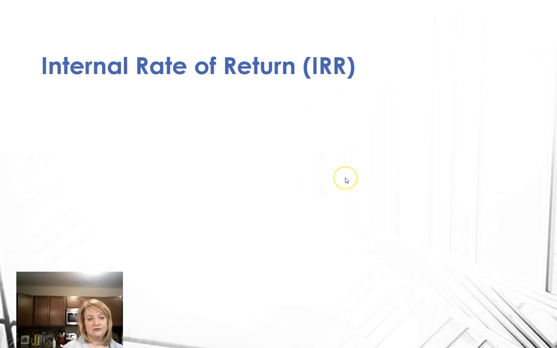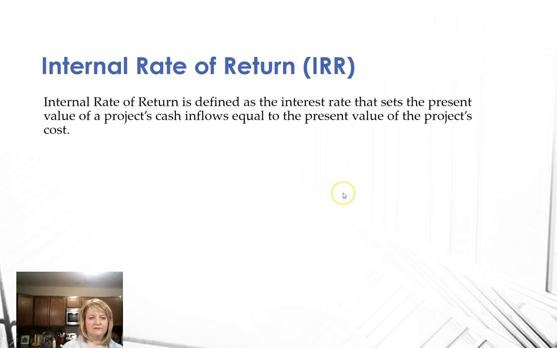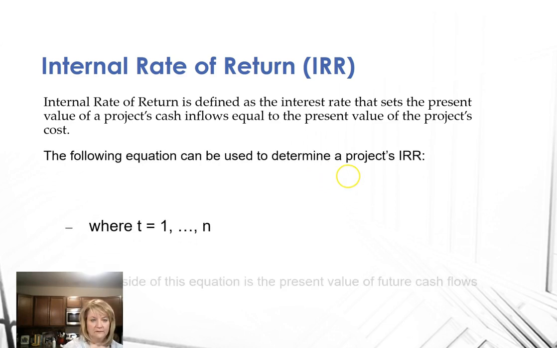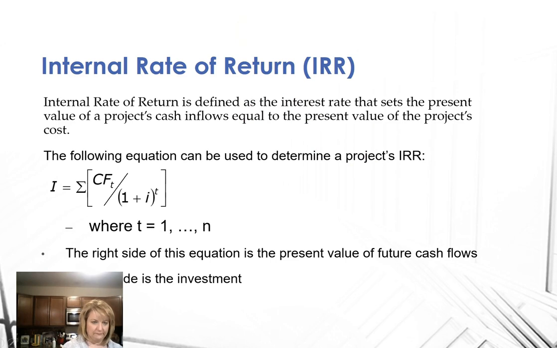On to internal rate of return. Internal rate of return is defined as the interest rate that sets the present value of a project's cash inflows equal to the present value of the project's cost. The following equation can be used to determine a project's internal rate of return. The right side of this equation is the present value of future cash flows, and the left side is the investment.